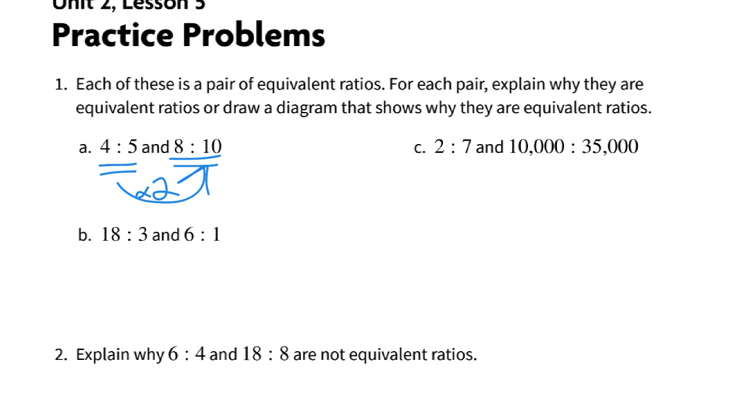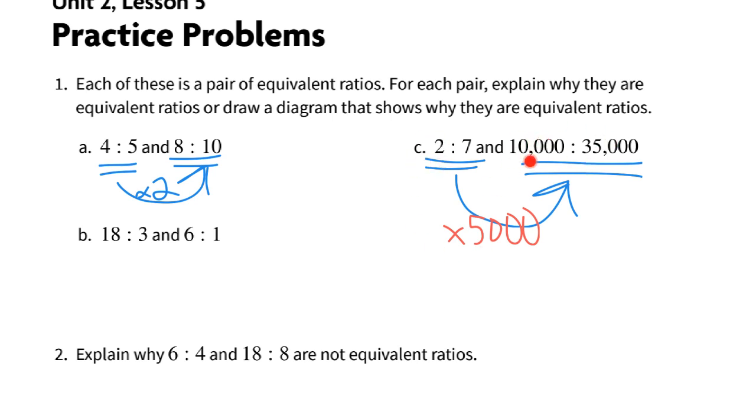So how do we know that these two are equivalent? Well, that's C, but we could do it. Because each of the items in this ratio is multiplied by, goodness gracious, let's see, 5,000. Multiplied by 5,000, and that's how we get the new ratio. So therefore, it works.